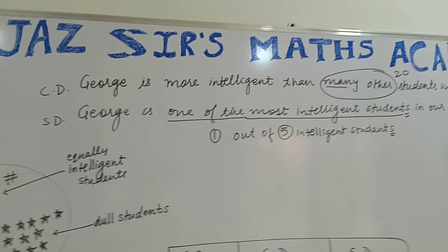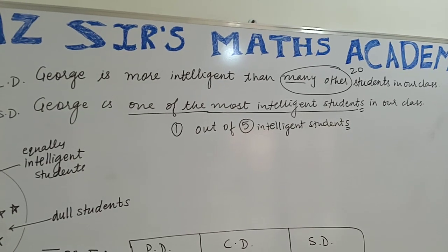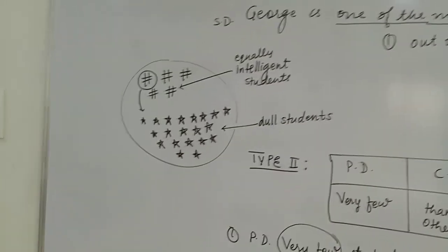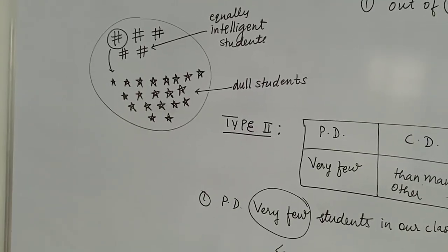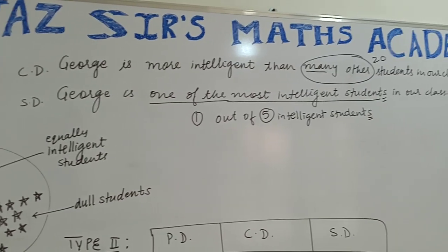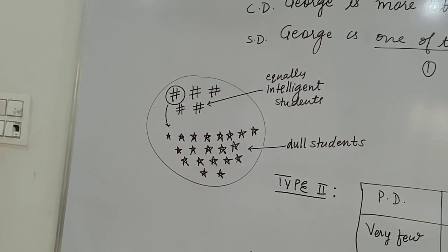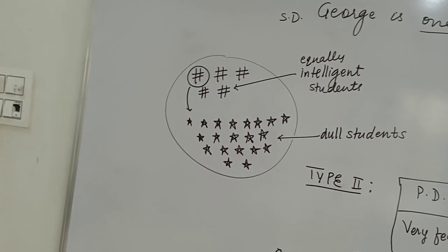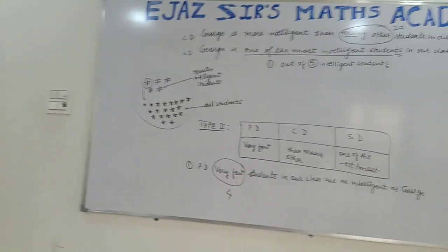Comparative degree. George is more intelligent than many other students in our class. Yes, it is meaningfully correct because George is more intelligent than these 20 many other students in the class. Star students 20. George is one of the most intelligent students in our class. So it means George is 1 out of the 5 most intelligent students in the class. There are 5 most intelligent students in the class denoted by hash, and George is one of those 5 students. He is one of the 5 most intelligent students in the class.